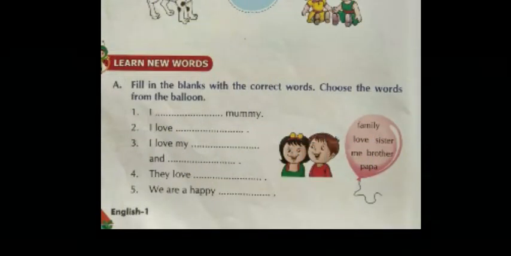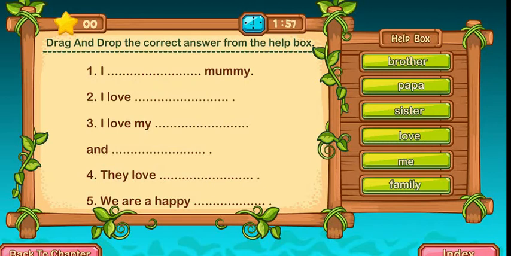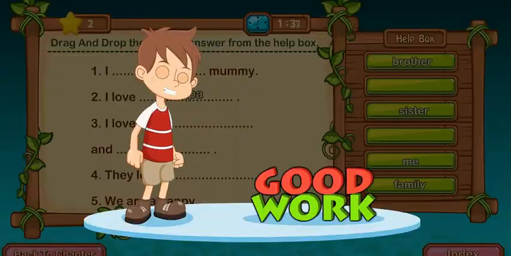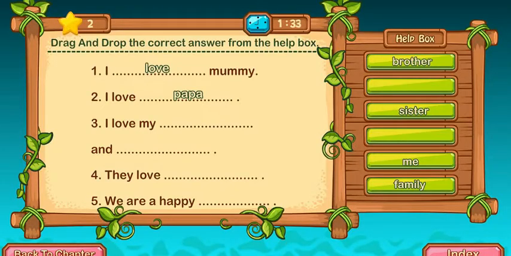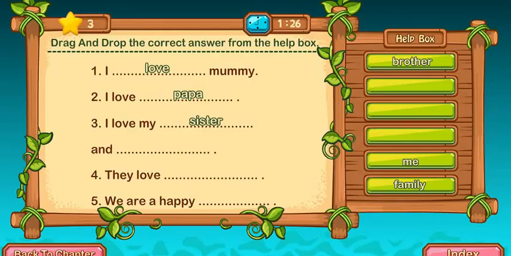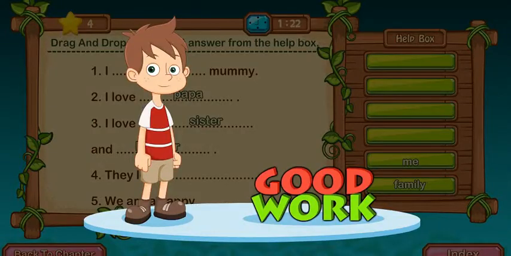Okay, the next are fill in the blanks. Now, you will fill in the blanks with the correct word. Okay, first is I love mummy. What you will write here? Kya karte ho mama se? Yes. I love mummy. The next is I love papa, right? Next is I love my sister and brother. You will write here brother.